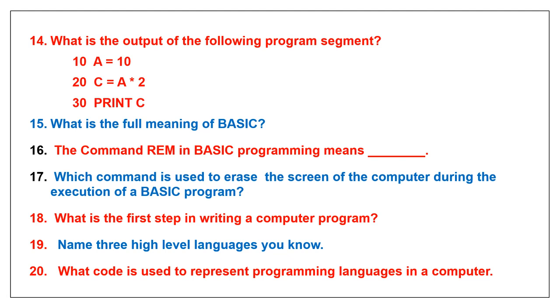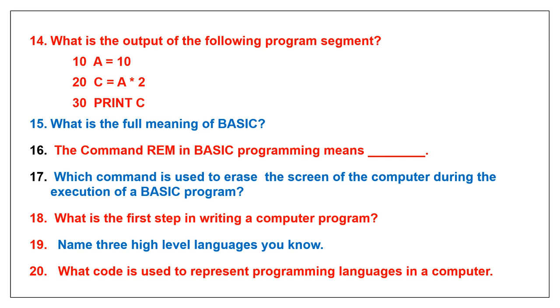Number 19, name 3 high-level languages you know. There are 1,001 high-level languages. What are these high-level languages? The ones you and I can read. They are represented in human readable forms. We have examples like BASIC, Python, Java, C++, Pascal, COBOL, Fortran, PL/1, and so many of them. There are several languages you can adopt when you want to do your program.